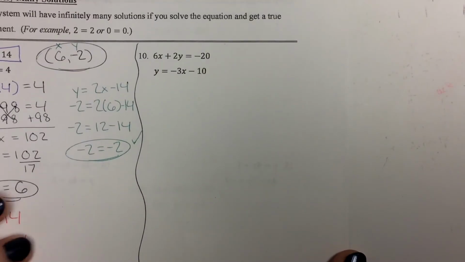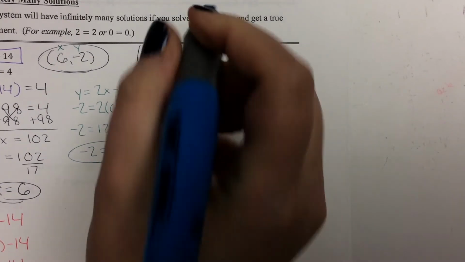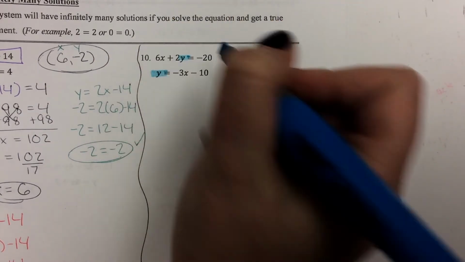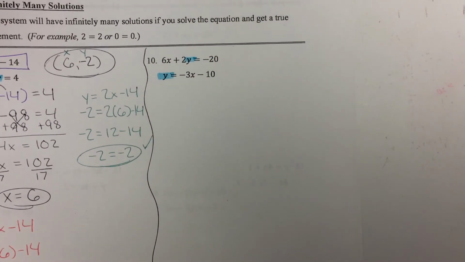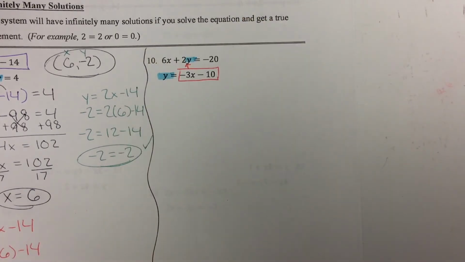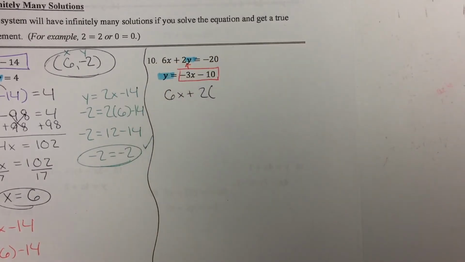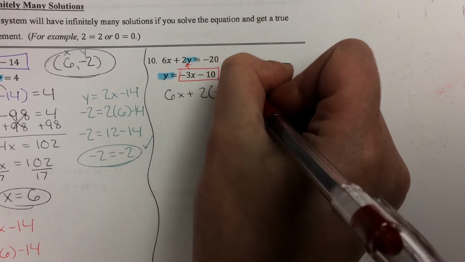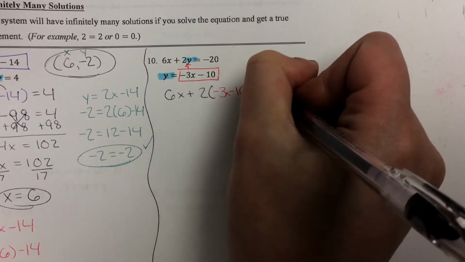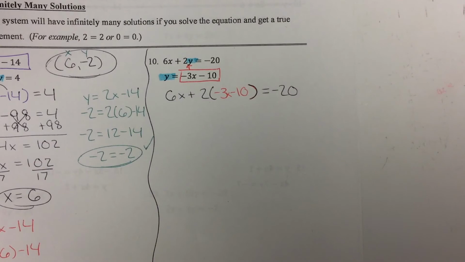Number 10, I'm going to kind of fast forward through this one now. You should know how to do this. Once again, we have y equals -3x minus 10. So we're going to take that y and plug it into the first one where the y is. Okay, so we're going to take this and plug it in here. We have 6x plus 2 times -3 minus 10. Oops, -3x minus 10. Equals -20. Okay, so let's solve.